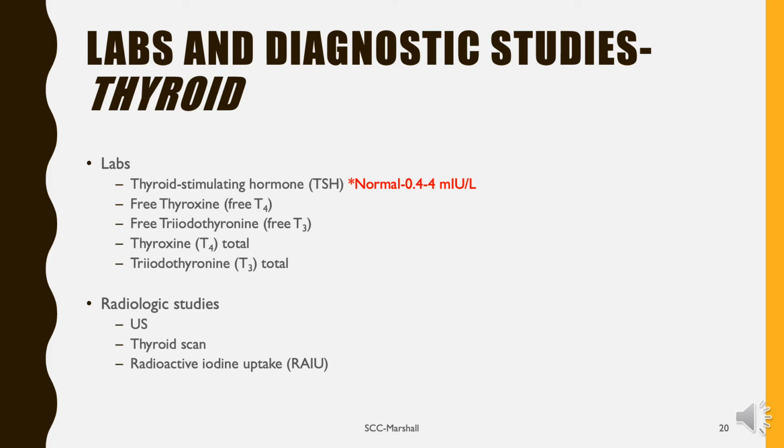Free T4 or free T3 levels might be drawn, and those are going to measure the unbound T3 and T4 in the blood. They might also draw total T3 and T4 levels and assess those, but they're not going to be as definitive as the free levels would be.